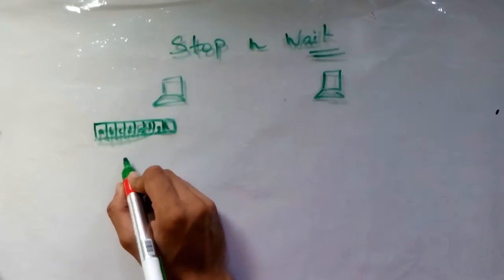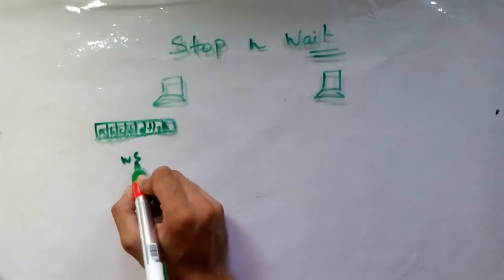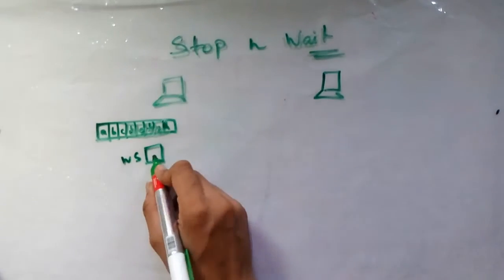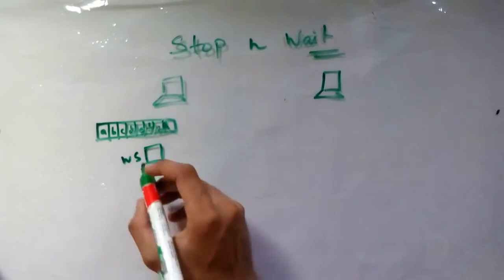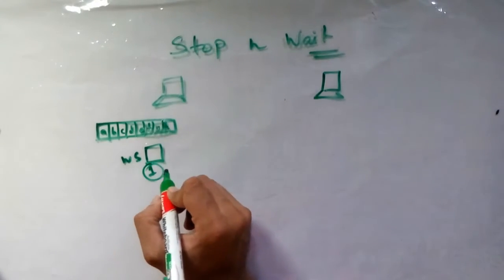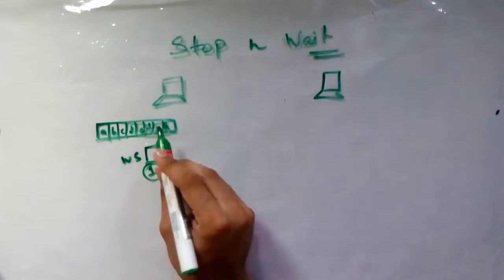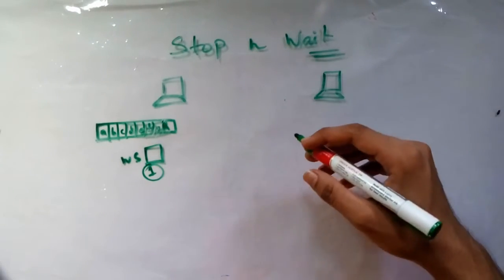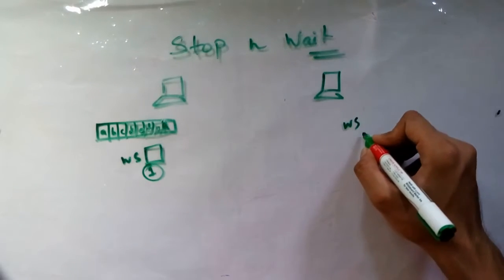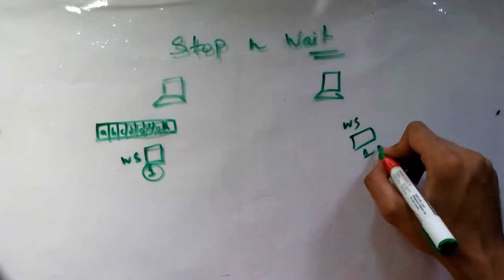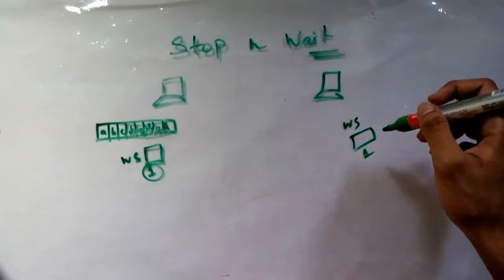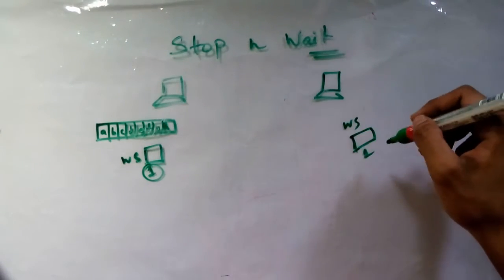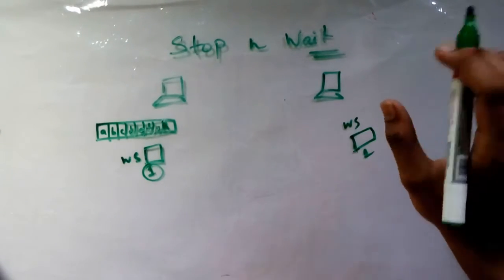So here it is said that the window size at the sender, that means the number of packets it can send without receiving any acknowledgement, is one. Only one packet it could send without receiving any acknowledgement. So the window size at the sender side is one, and similarly the window size at the receiver side is also one. It can only receive one packet, send the acknowledgement and wait for the next packet. Not more than one packet is being received by the receiver at a time.